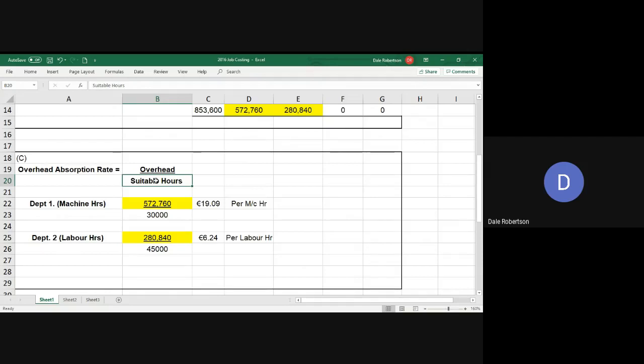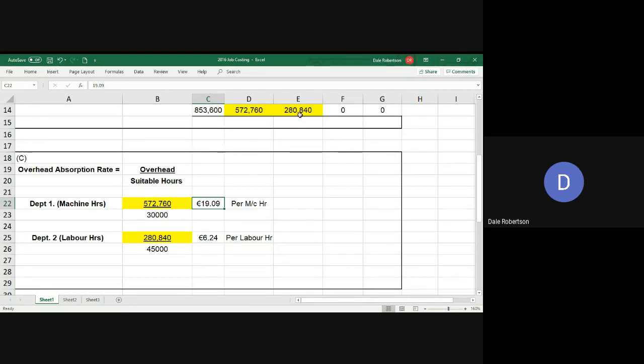Now, the suitable hours or the suitable rate depends on whether a department is more dependent on machine hours or on labor hours. So in your question, if we look at the comparison, in production department 1, the machine hours are 30,000, but the labor hours are 15,000. So therefore, machine hours are the dominant activity. So we take our overhead from department 1 and we divide it by the dominant activity, which is machine hours, and that gives us €19.09 per machine hour, and that is our overhead absorption rate for that department.